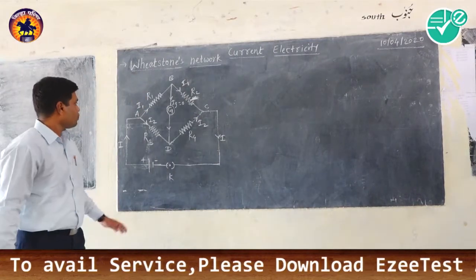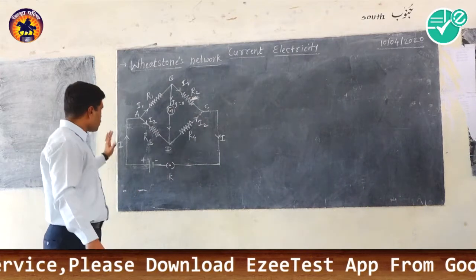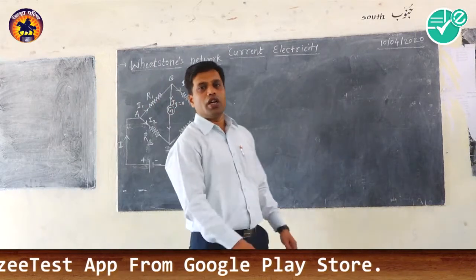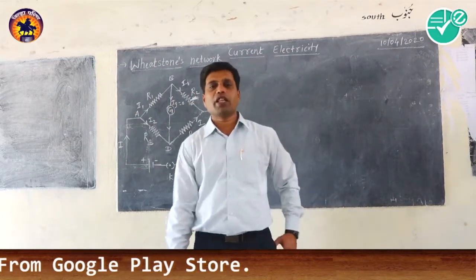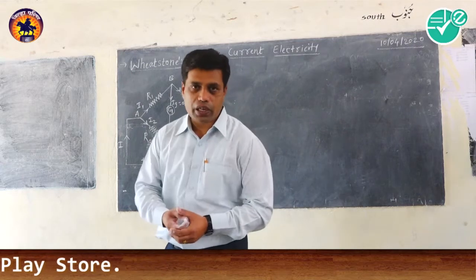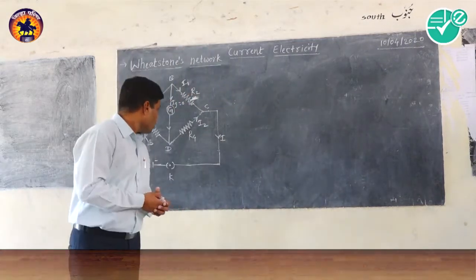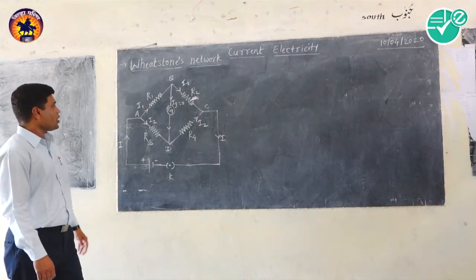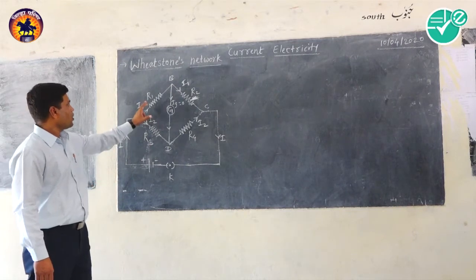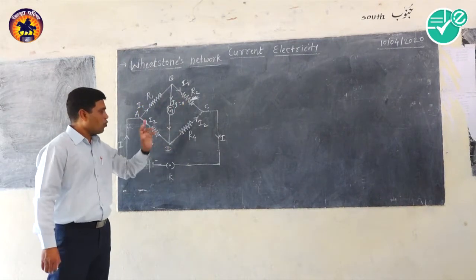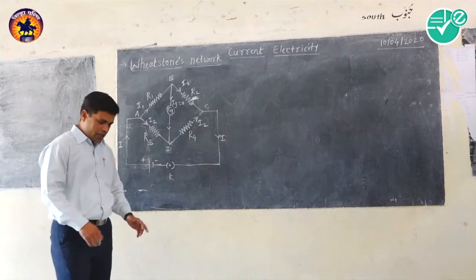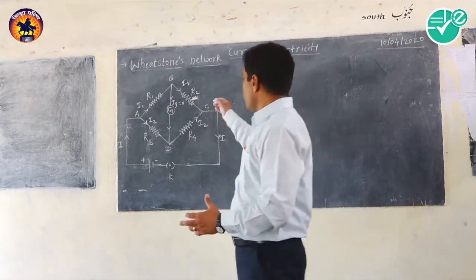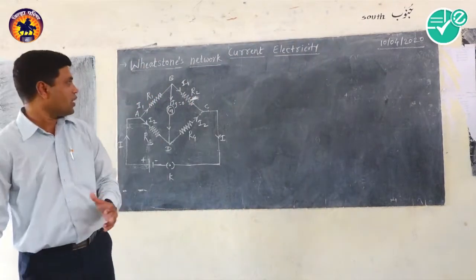This is the circuit diagram for Wheatstone's network. Physicist Charles Wheatstone in 1843 developed this network to determine the unknown resistance accurately. So, what does this circuit consist of? This circuit consists of 4 resistors: R1, R2, R3 and R4 connected like a quadrilateral, as shown in the figure.